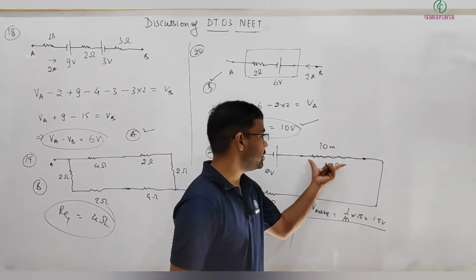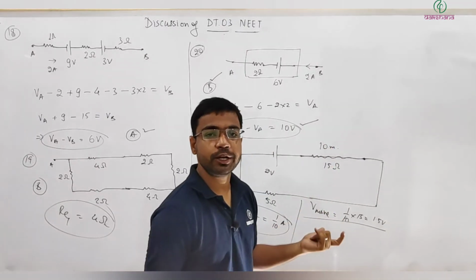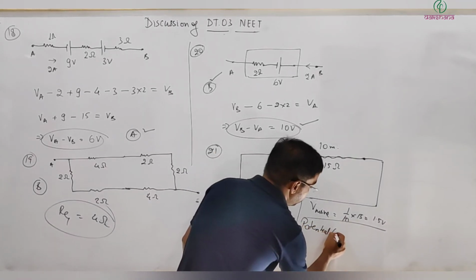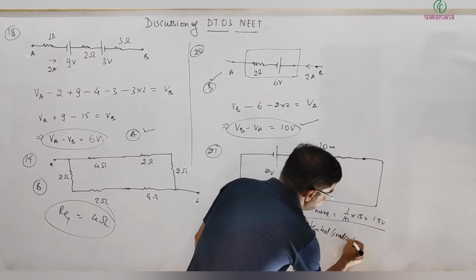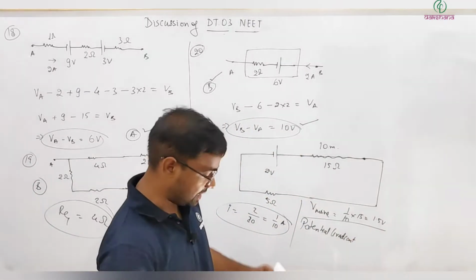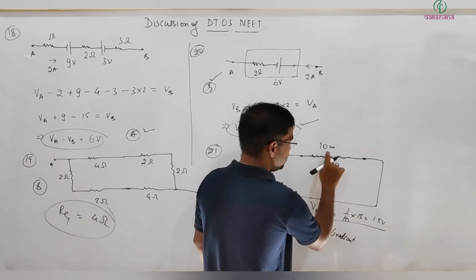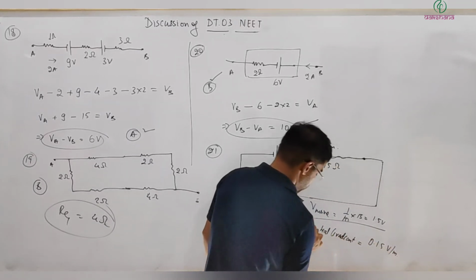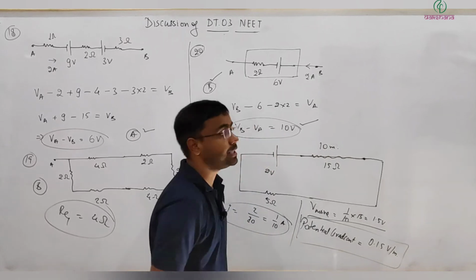Now the length of the wire is 10 meters. So potential difference per unit length, potential gradient. Potential gradient means potential difference per unit length. So that comes out with this divided by 10 meter, and this comes out 0.15 volts per meter, and this is your answer for potential gradient.